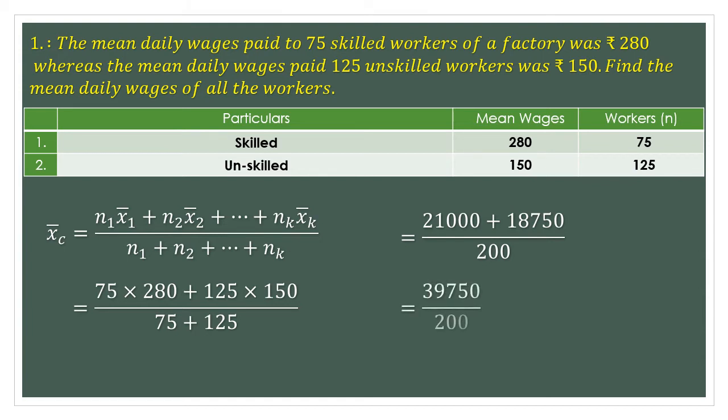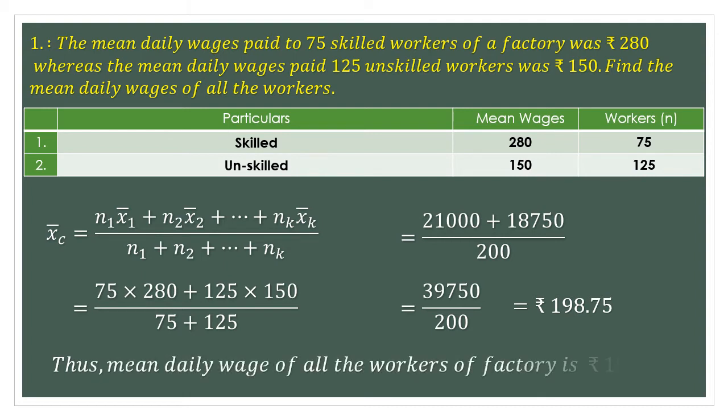So the simplification here will be 39750 divided by 200, which is rupees 198.75. So the mean daily wages of the workers could be said as rupees 198.75 for the whole factory. So the overall average of the mean daily wages for the workers is rupees 198.75. Okay, I think you guys got the gist of this thing. Moving on to the second question.